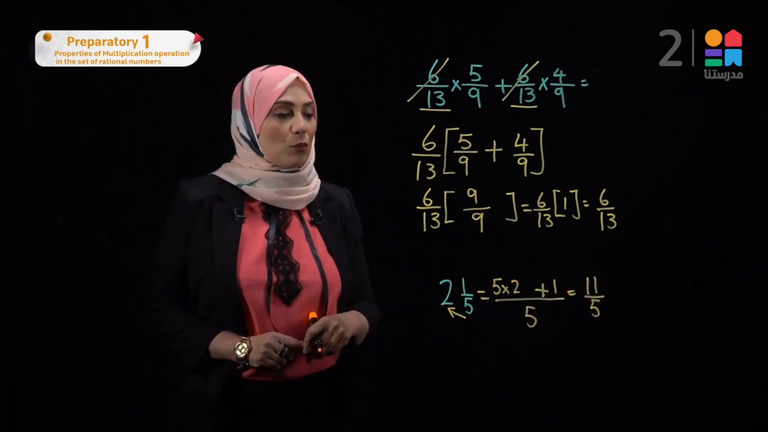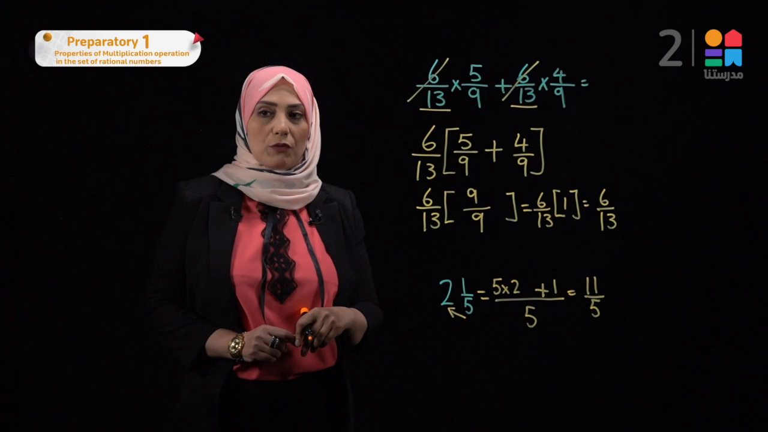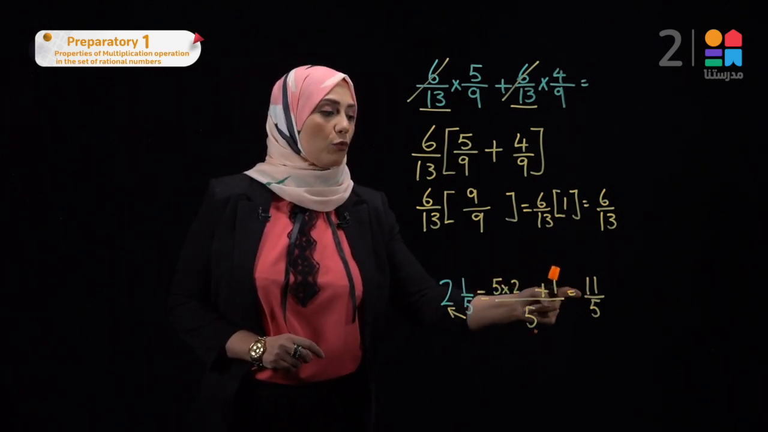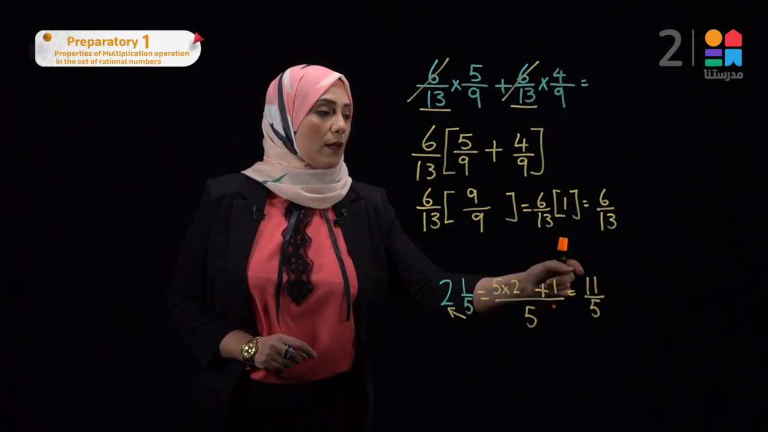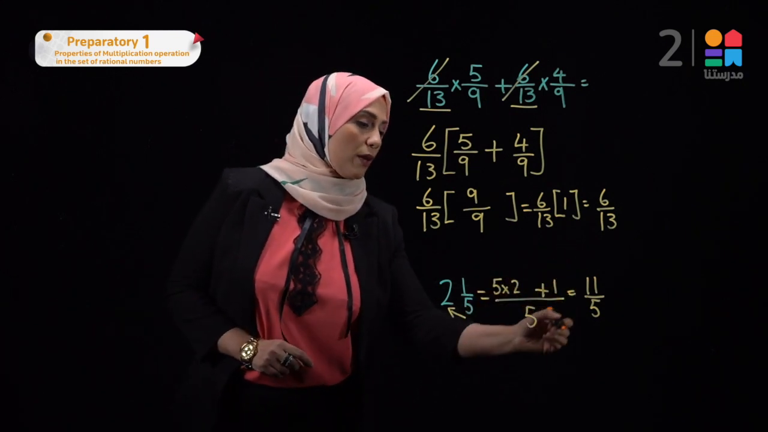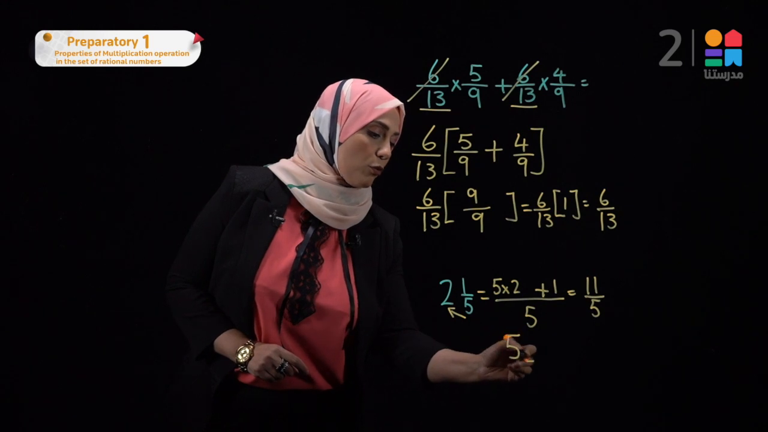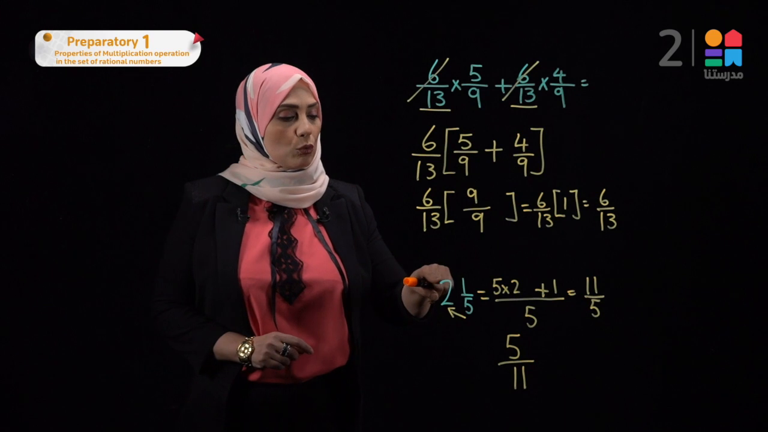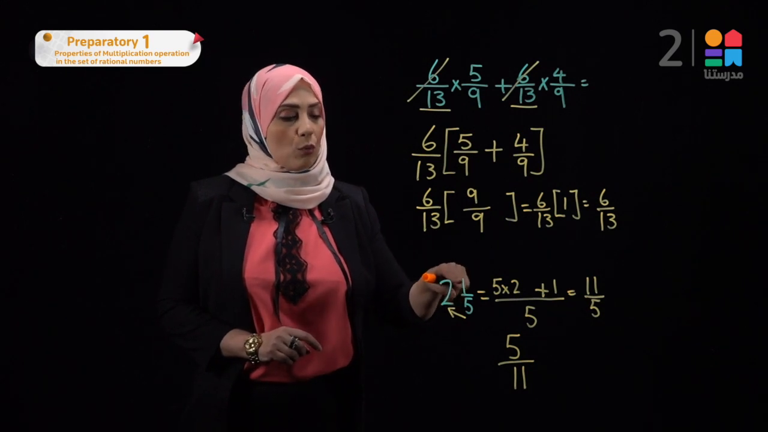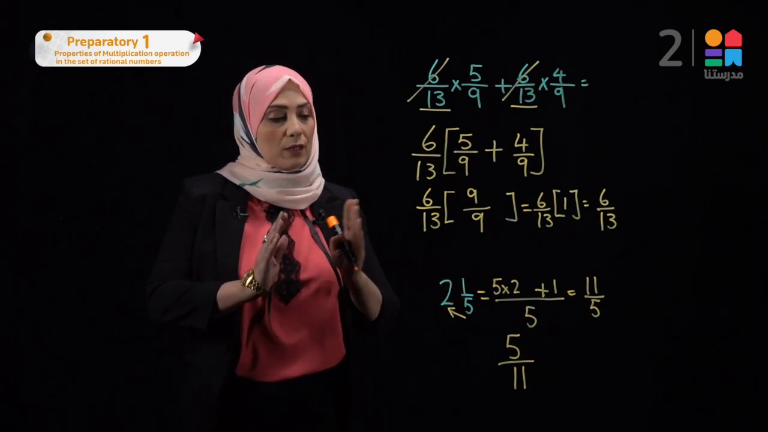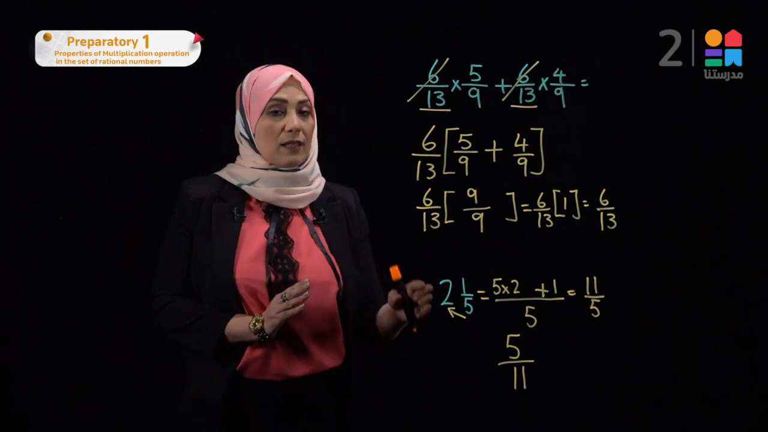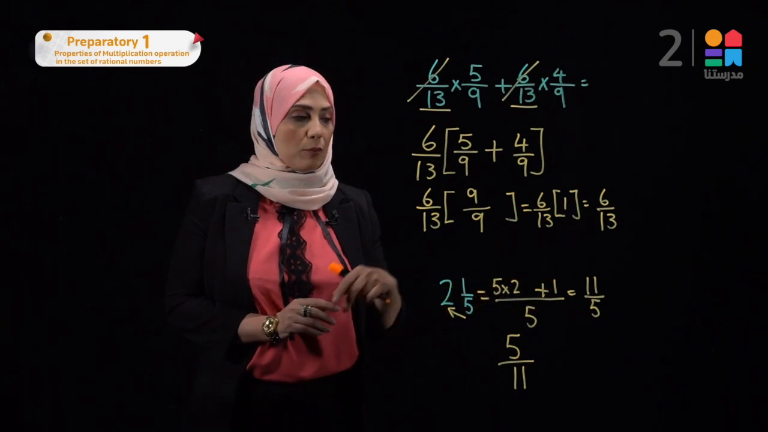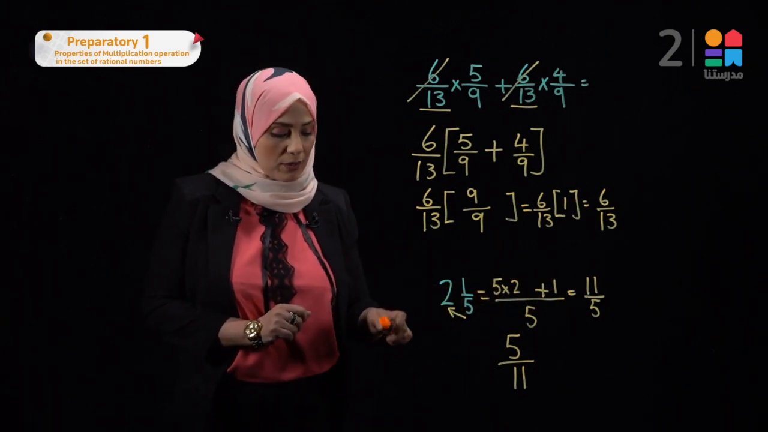Now, how can we find the multiplicative inverse? We need to flip the fraction. So it's 11 over 5, and we can write it as 5 over 11. And keep in mind, it's not allowed to keep 2 as it is, then flip 1 over 5. No, we have to rewrite any mixed number as an improper fraction, then flip the improper fraction. That's all about it. Thank you so much.